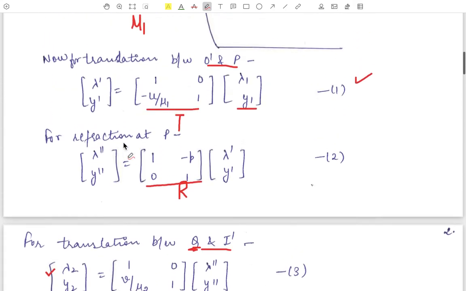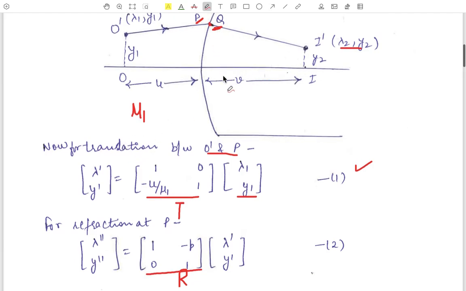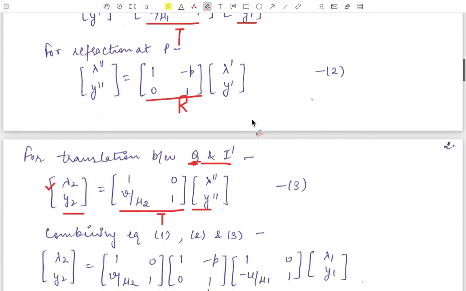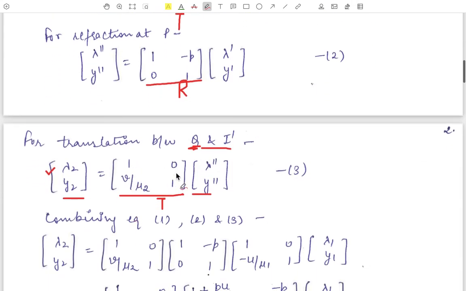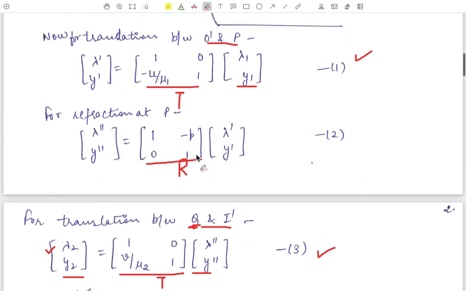Now again, d is the distance between these 2 points, that is equal to v, and mu is the refractive index of this medium, that is equal to mu 2. Therefore, the translation matrix is 1 0 v upon mu 2 1. Say this is equation number 3. Now we will combine these three equations, equation number 1, equation number 2 and equation number 3.